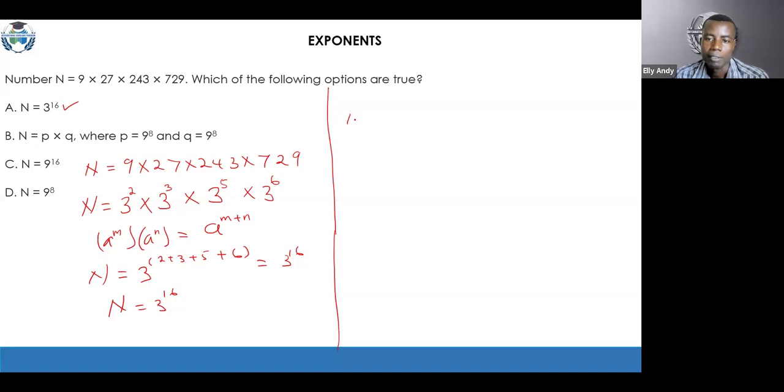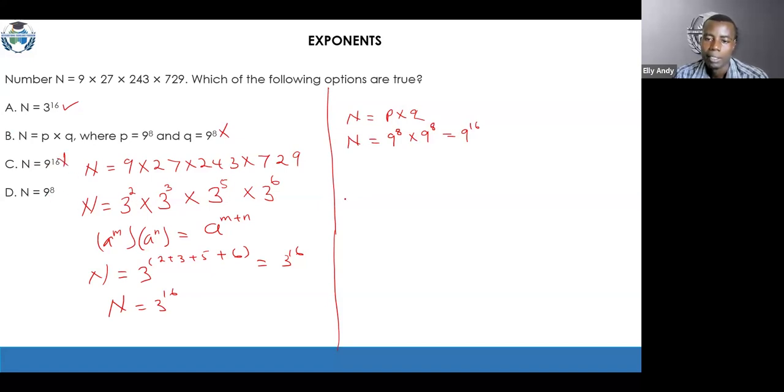For B, we have n being P times Q, and we are told that P is this, Q is this, so our n will be 9 power 8 times 9 power 8, which is 9 power 16. 9 power 16 is not the same as 3 power 16. So that is out. Let's look at C. C is 9 to power 16, just like B. So that is also out.